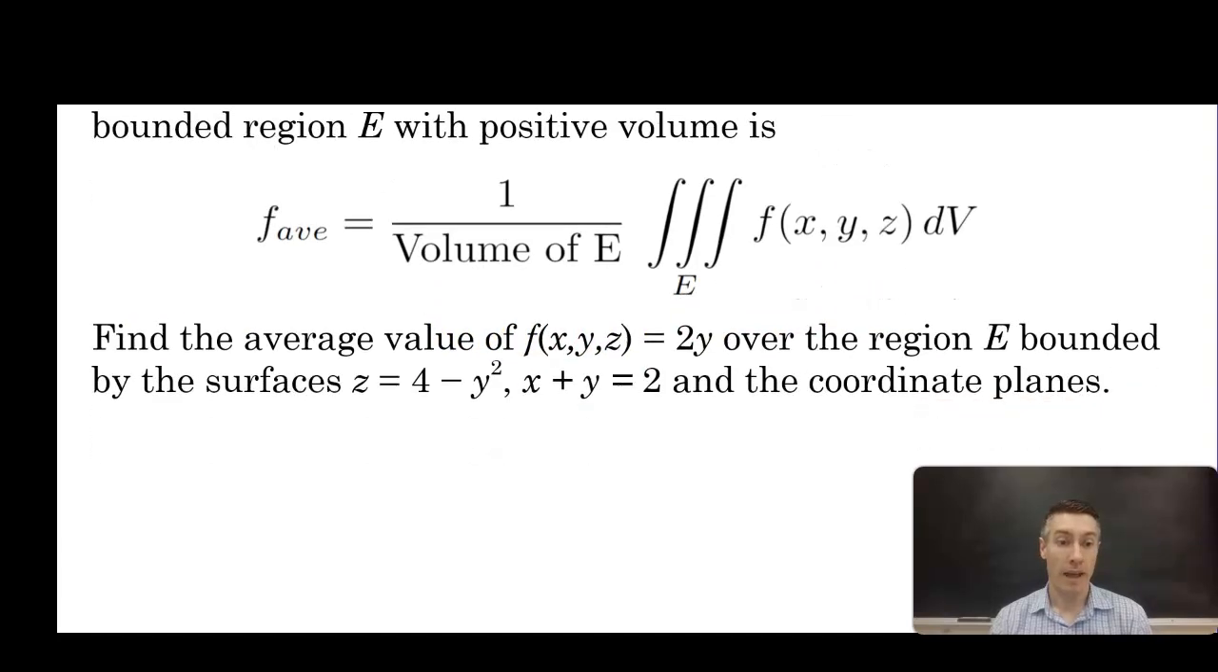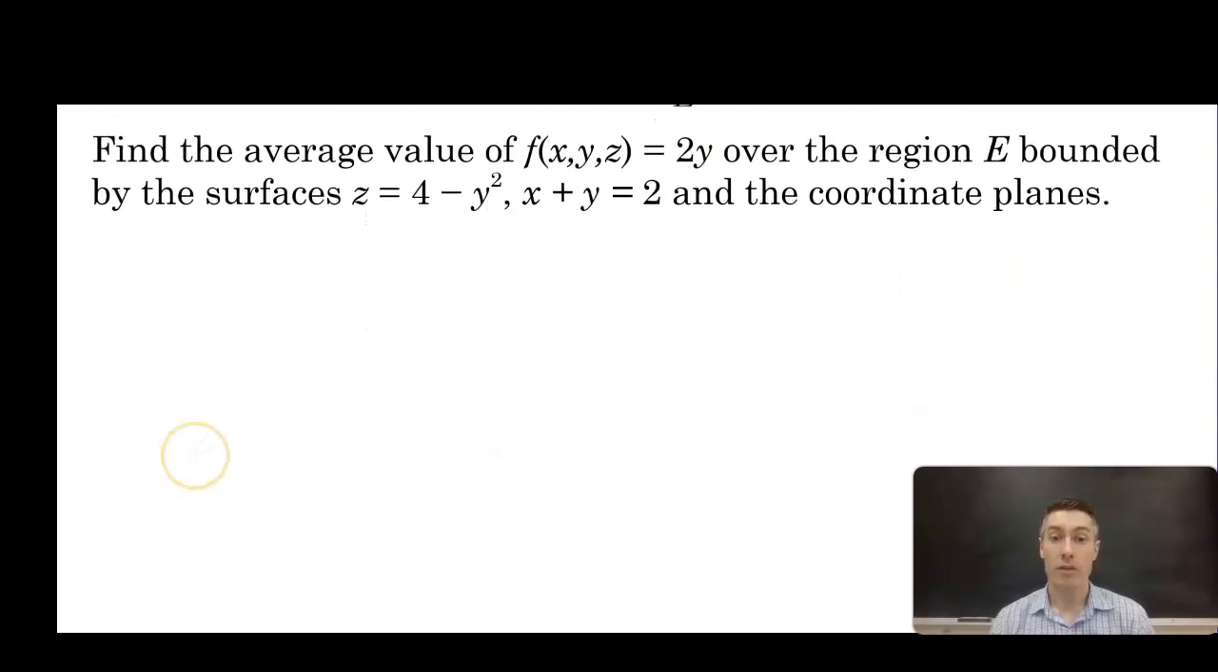So building off that last example, find the average value of the function 2y over the region E bounded by the surfaces z equals 4 minus y squared, x plus y equals 2, and the coordinate planes. So same region, also saves us sketching out in 3 space, which is a huge help. So our volume, just to put that value here, is 20 over 3.